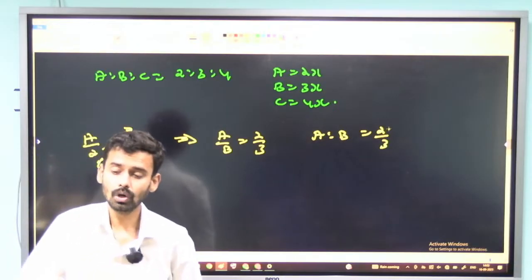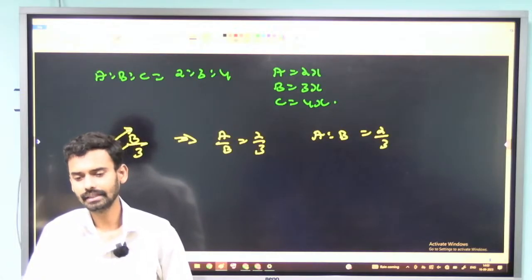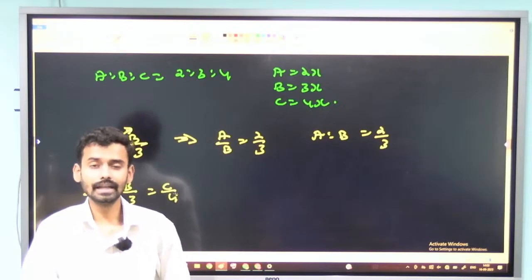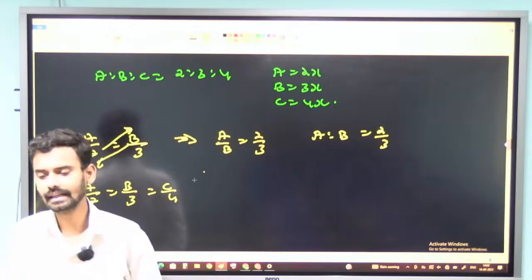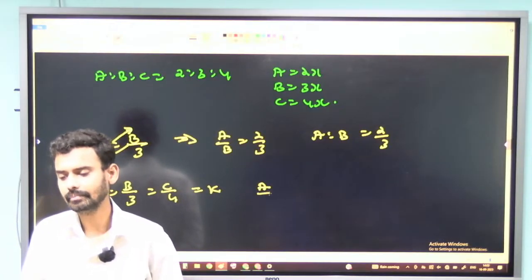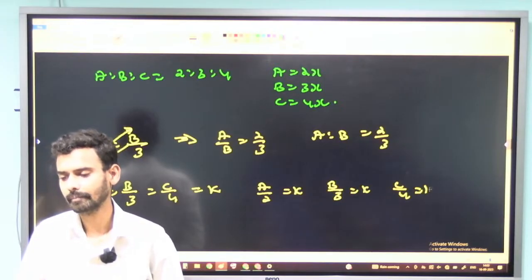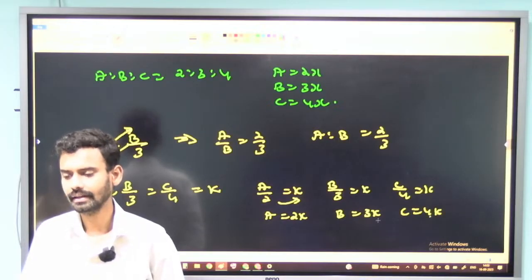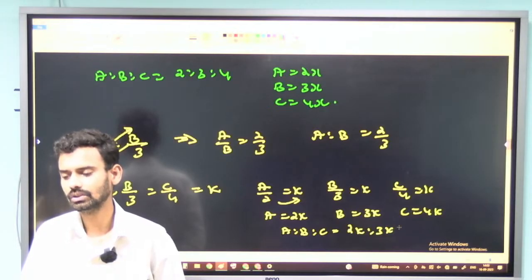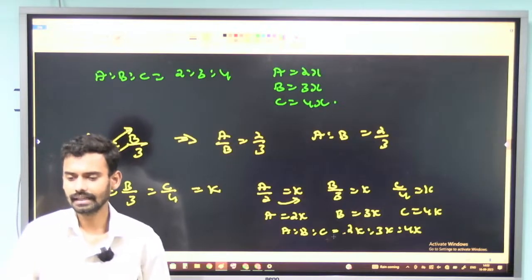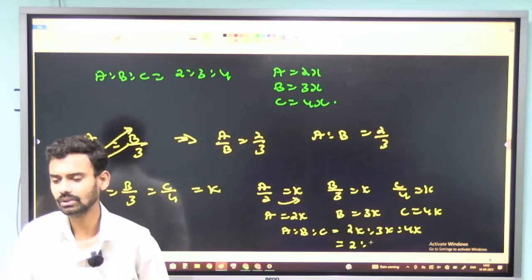But what to do when there are three entities, like A by 2 is equal to B by 3 is equal to C by 4? To get the A is to B is to C value, we need to consider a constant variable k here. Then A by 2 is equal to k, B by 3 is equal to k, C by 4 is equal to k. Now take the numbers to the other side: A is equal to 2k, B is equal to 3k and C is equal to 4k. Now A is to B is to C is equal to 2k is to 3k is to 4k. As k is a constant, I can cancel k and I get 2 is to 3 is to 4.